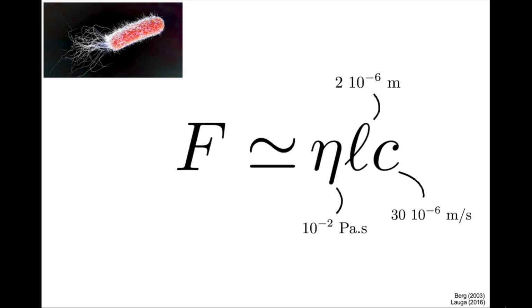Multiplying everything together, we get a force on the order of 10 to the minus 12 newtons, that is on the order of a piconewton. And this is indeed the right order of magnitude, although the prefactors that we've ignored can increase this force to a few tens of piconewtons. The origin of this active motile force is a story for another time.